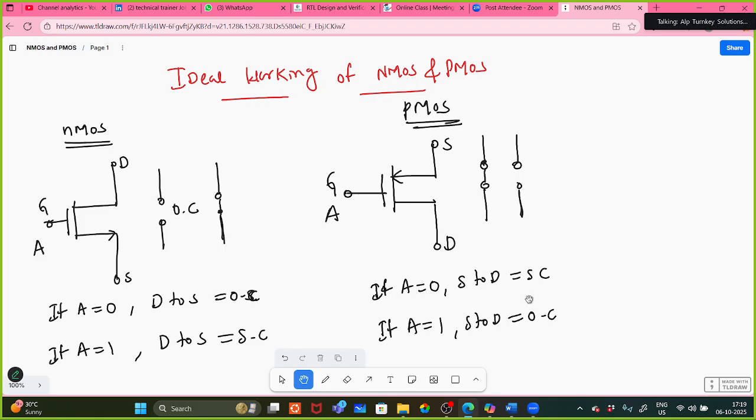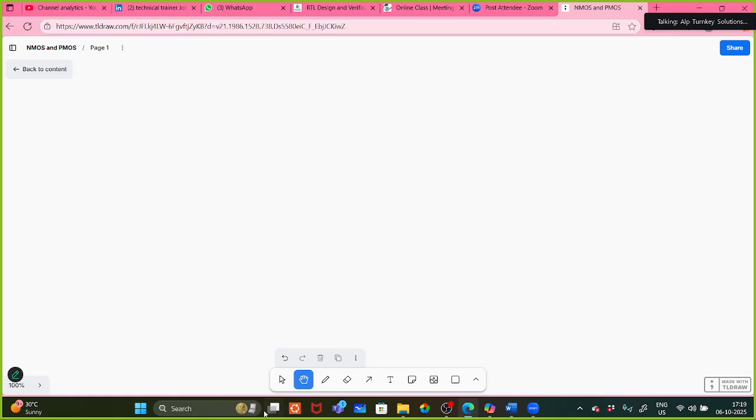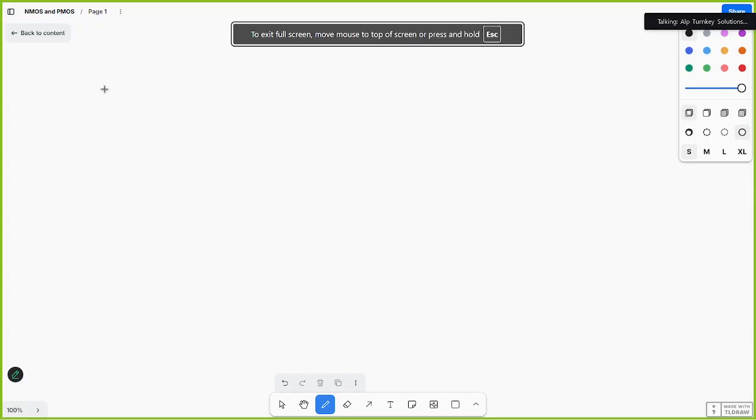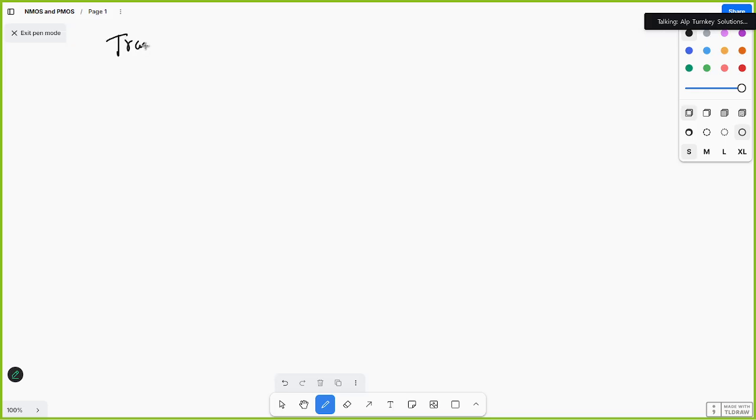So these are the ideal properties of NMOS and PMOS. Next, the input characteristics. Those are not input characteristics; we already saw them, and we call them transfer characteristics and output characteristics. Transfer characteristics for NMOS, I am writing.